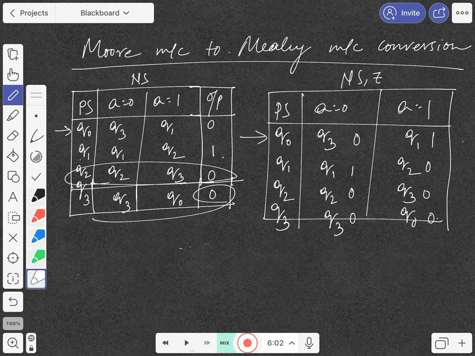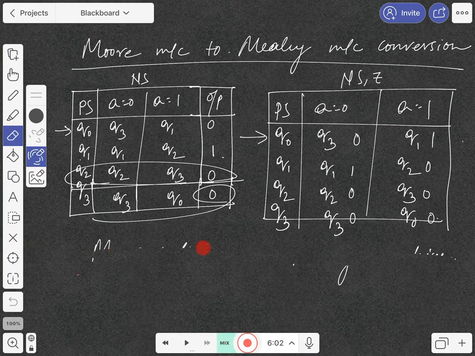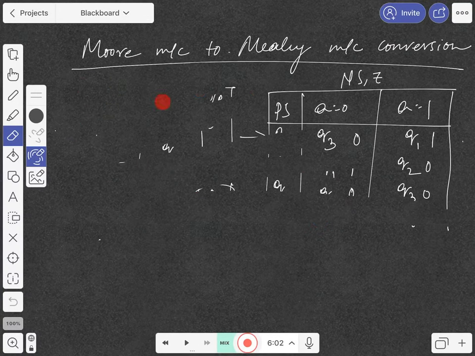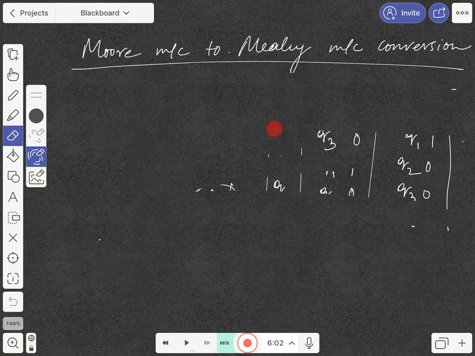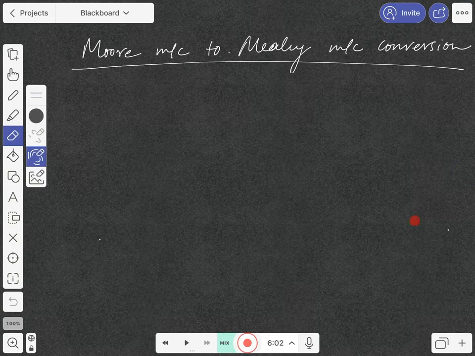Now Moore machine to Mealy machine conversion is very easy. This one is my Moore machine and this one is my Mealy machine. Now let us solve a little bit more complex problem. Let us consider a state diagram and convert this state diagram to a transition table, that is the Mealy machine, and convert it to Moore machine.